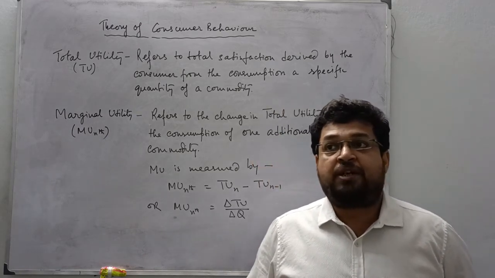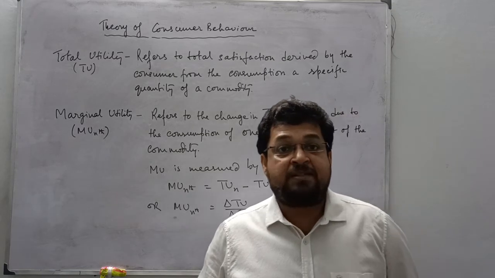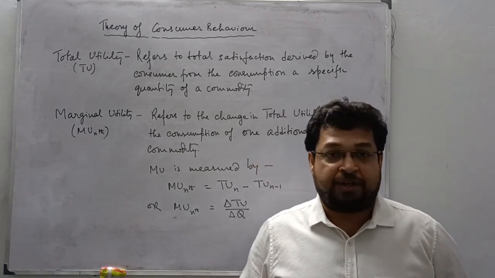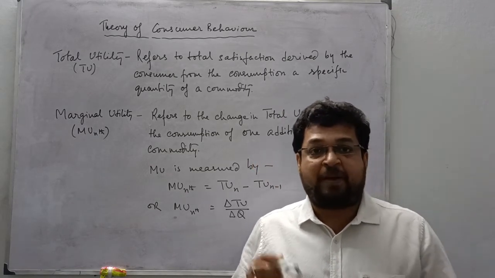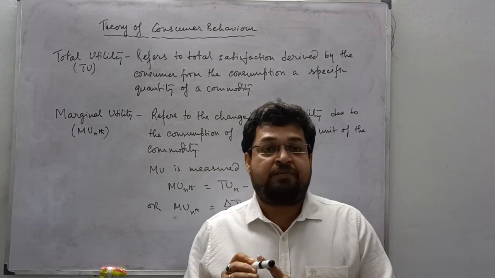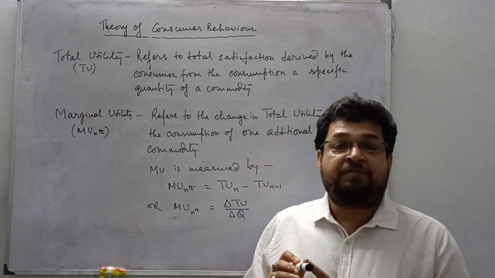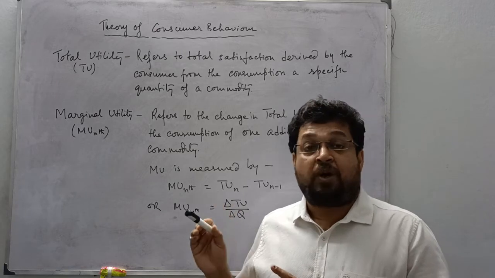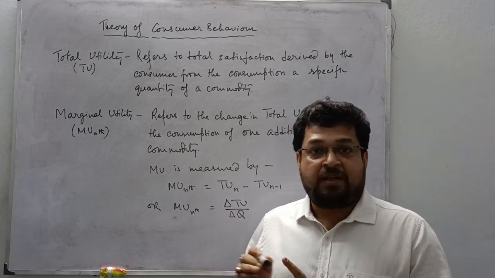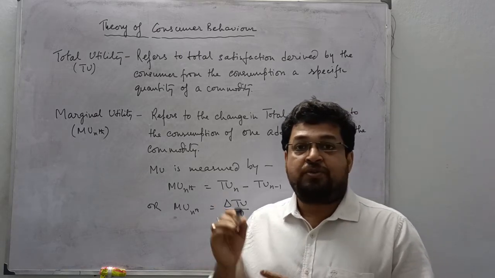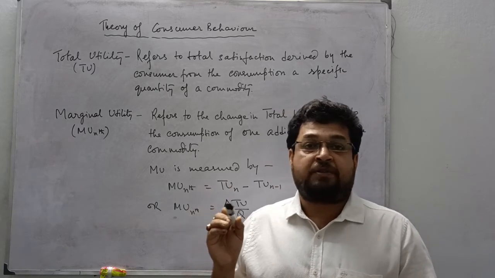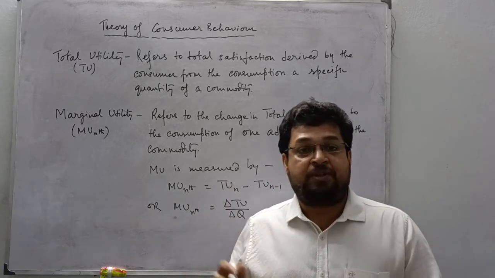What is utility of a commodity? Utility is the want satisfying power of a commodity. Suppose I am writing with this pen. What is the utility of this pen? The capability of this pen to satisfy my want. I want to write, it has the capability to write. So, the want satisfying power of a commodity is known as its utility.